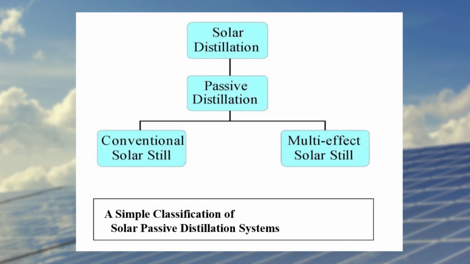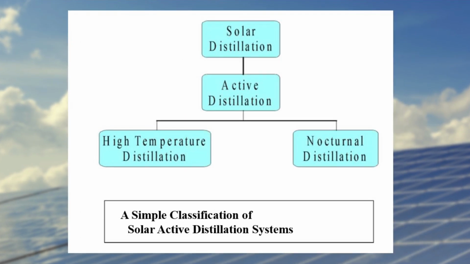So solar distillation can be classified as passive distillation, and passive distillation can be classified as conventional solar still and multi-effect solar still. Solar distillation can also be classified as active distillation, and active distillation can be classified as high temperature distillation and nocturnal distillation.